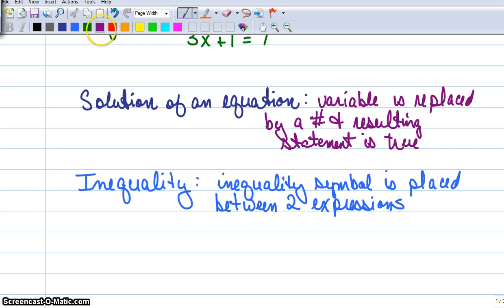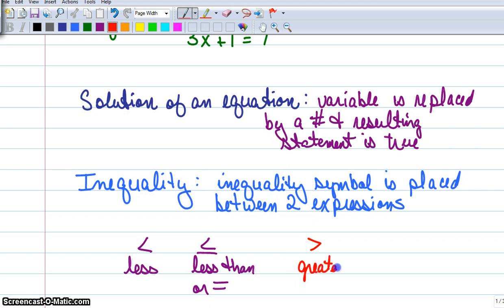Okay, so this is less than. This is less than or equal to. This is greater than. And with the line under it, it's greater than or equal to.